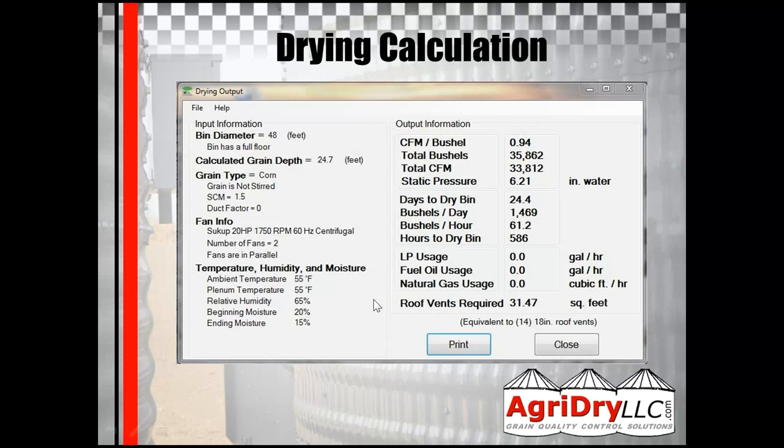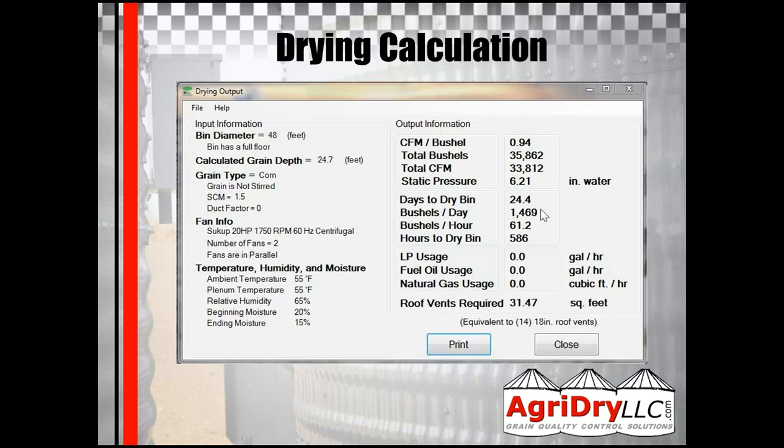So if you're going to take just a rule of thumb, to give you an idea of how long it would take to dry that moisture from 20% down to 15%, it would take approximately 24, 25 days to do that. But that would be 24 hours a day, all right? So if you didn't have any way to control the humidity or control Mother Nature, which obviously we don't, that's where our controller comes in.